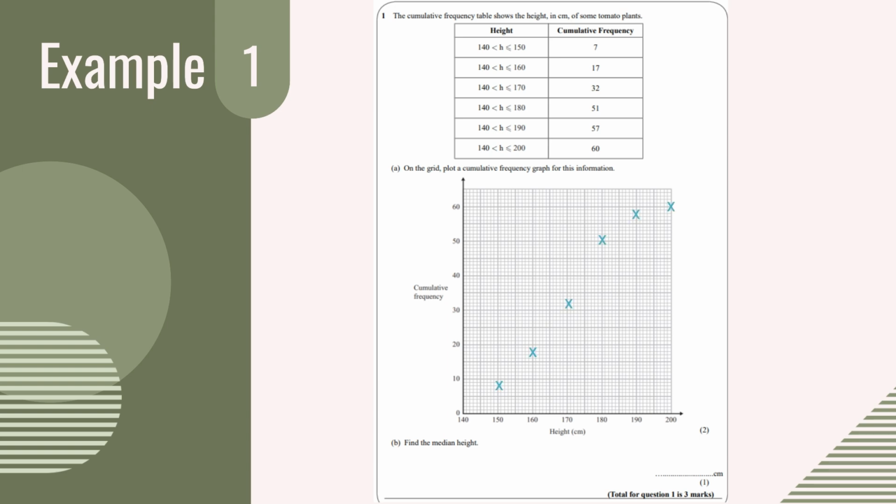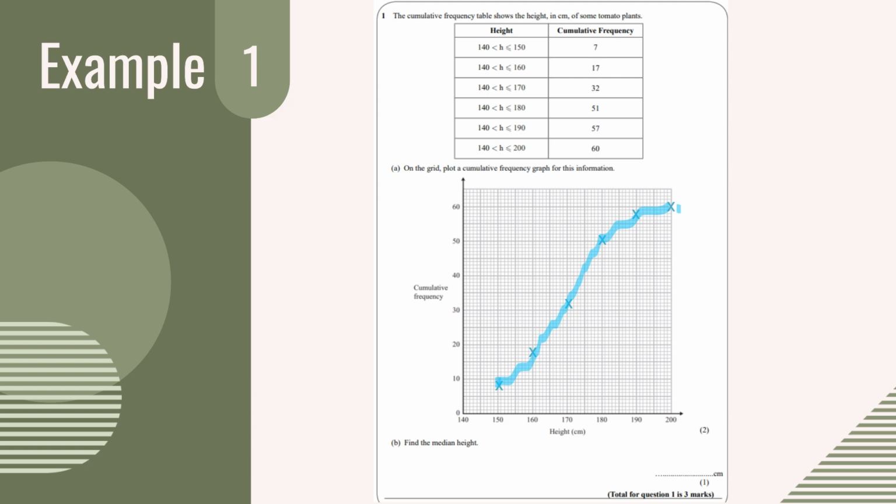So all our x's should look like this, and then you draw a curve starting from your bottom x, you draw up all the way to your top x. I know it's not perfect, but it's just a rough sketch of an estimation so you know how to do it. And then in part B, we're asked to find the median height.